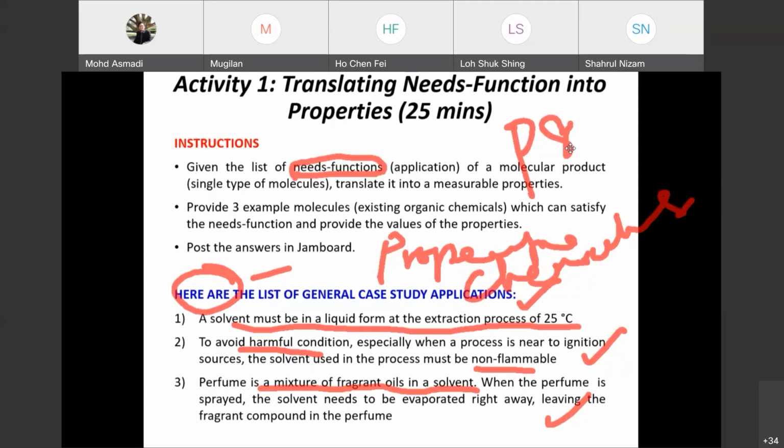Properties number 1, this is number one, and number 2, and 3. What is the properties? What is the chemical? Anyone? Before we stop, I give you 5 to 10 minutes.